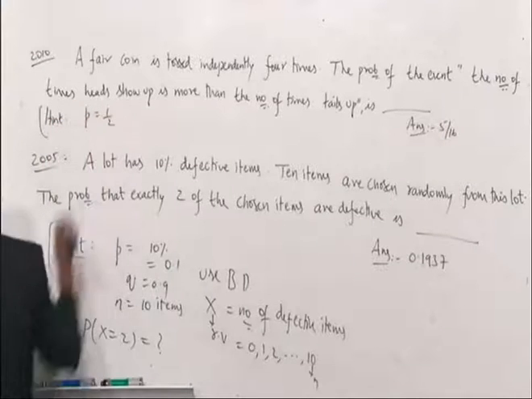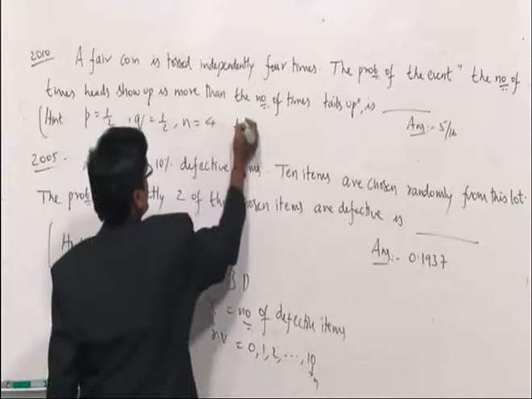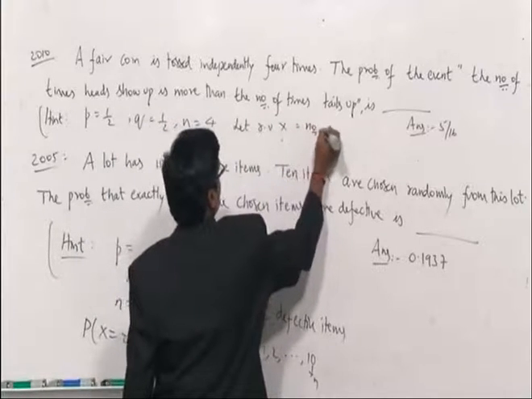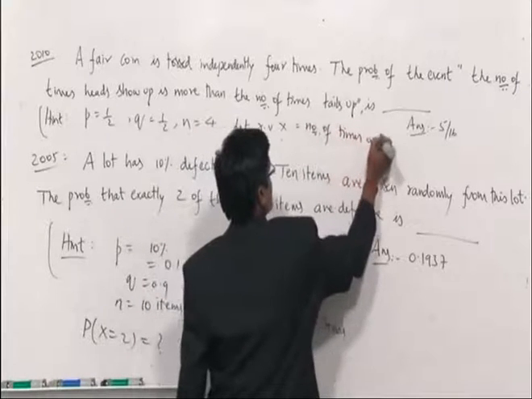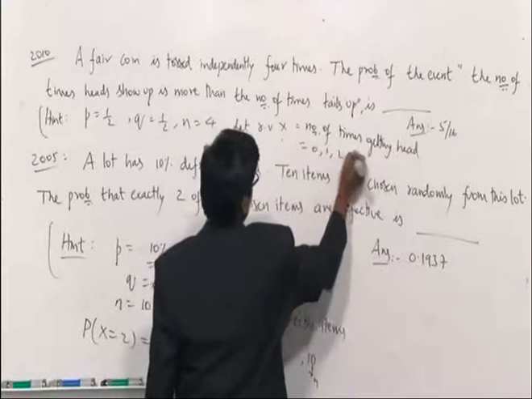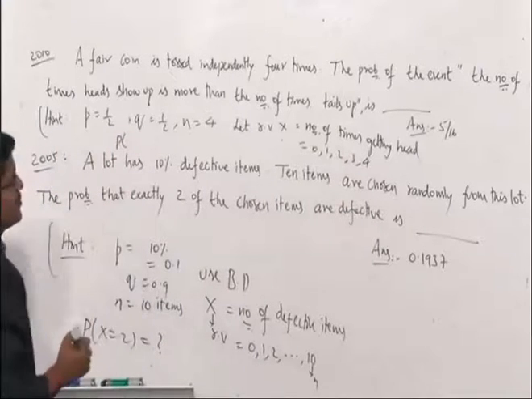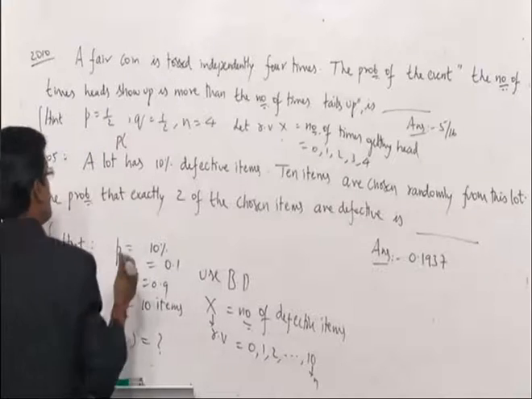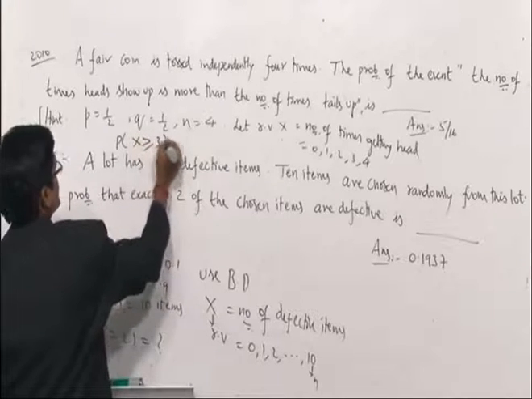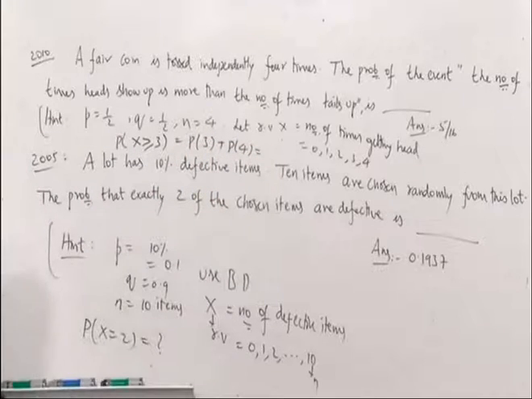P is equal to probability of getting head any time, Q is equal to 1/2. N is equal to 4 times. Let random variable X be the number of times getting head. So 0, 1, 2, 3, 4. Then we require the number of heads showing up more than tails, that means 3 heads 1 tail, 4 heads. X greater than or equal to 3. That means P of 3 plus P of 4. This is the answer. Just write the hints. Later you check.